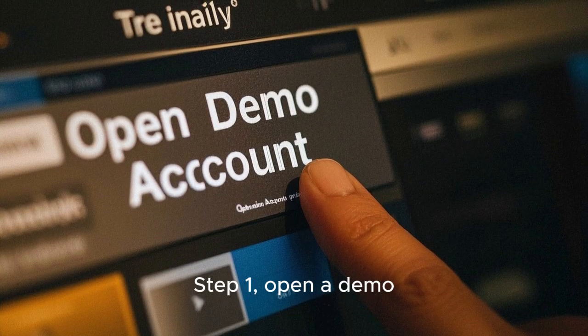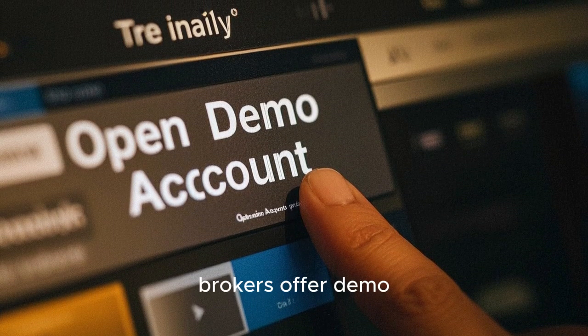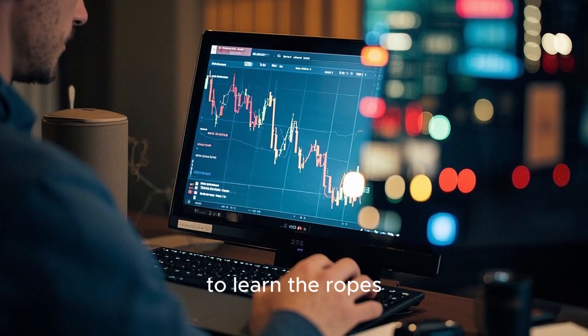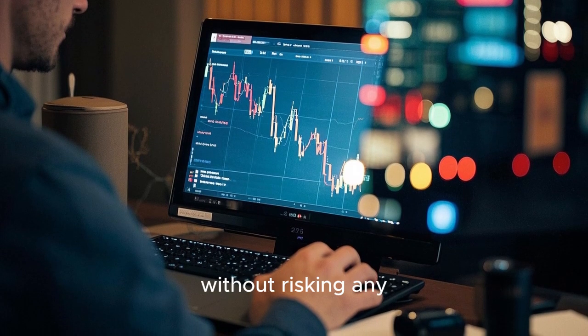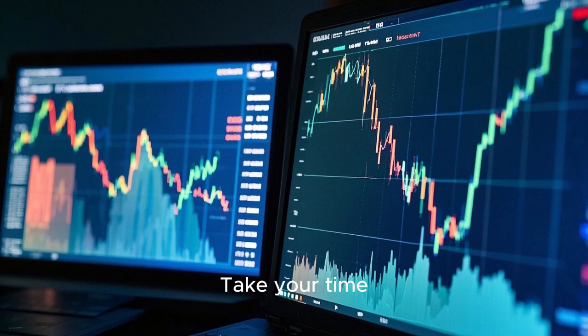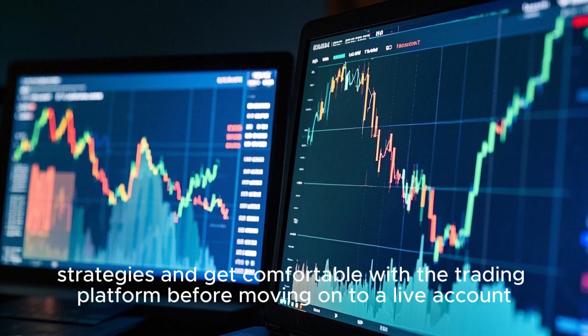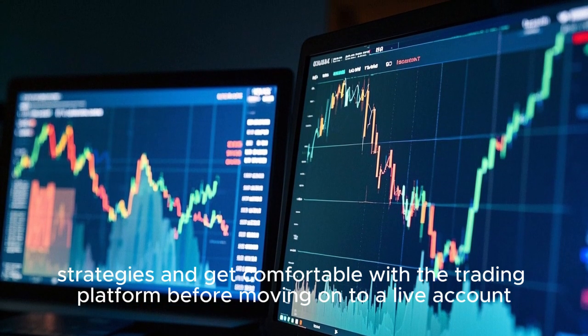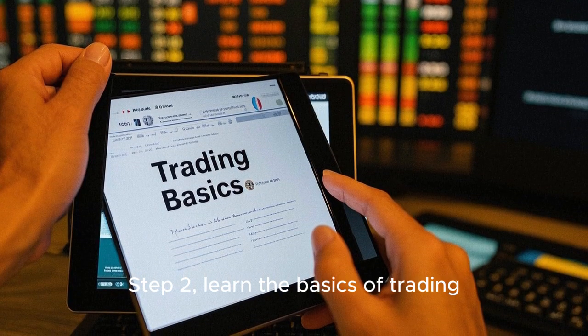Step 1. Open a demo account. Most brokers offer demo accounts that allow you to trade with virtual money. This is a great way to learn the ropes and practice your trading skills without risking any real money. Take your time, experiment with different strategies, and get comfortable with the trading platform before moving on to a live account.